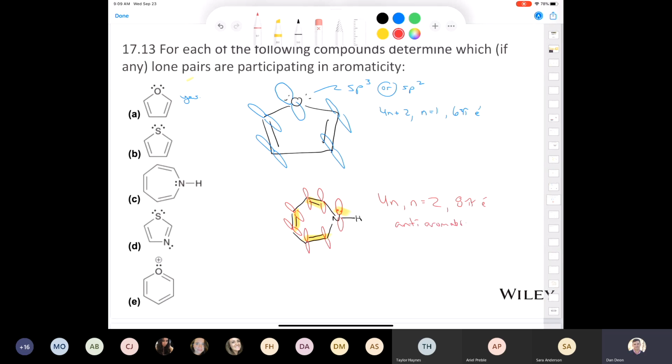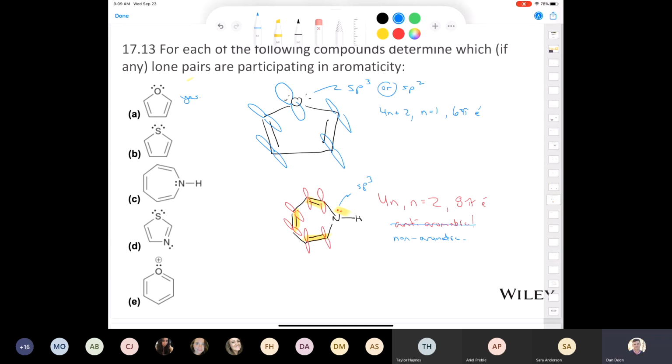anti-aromatic, okay? Remember, a molecule will do whatever it can to avoid being anti-aromatic. And so that pair of electrons is not going to be in a p orbital. In fact, they are going to be sp3 hybridized. So we'll put here sp3, so that it's not anti-aromatic, it is non-aromatic.